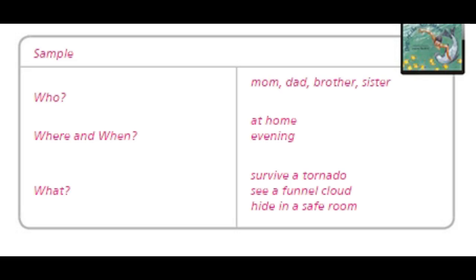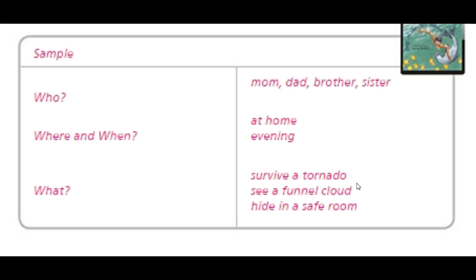I'm going to demonstrate using a list to organize ideas for the character, setting, and plot of my own fictional narrative. Okay? So here is the sample. We have our questions who, where and when, and what in one column, in the left column. So my narrative is about a family surviving a tornado. I'm just using the example. I'm going to write that in the what section of my list. So the what is survive a tornado.